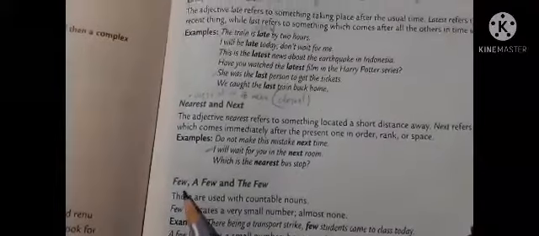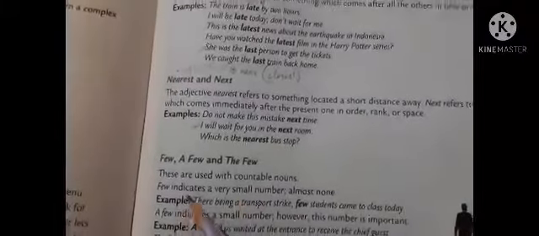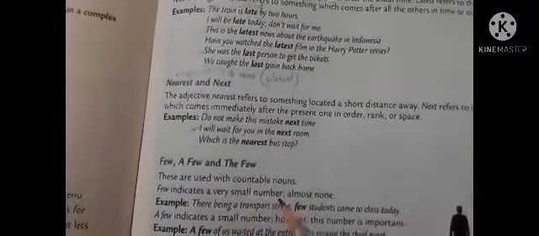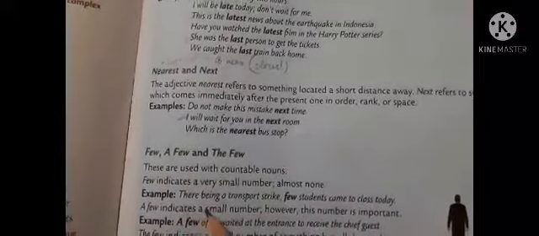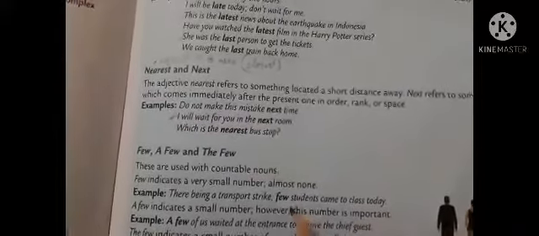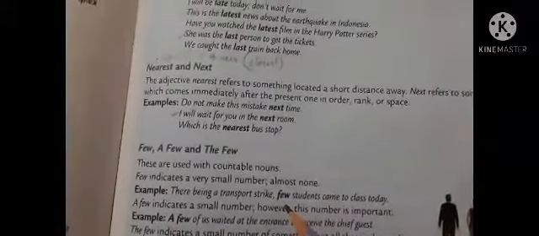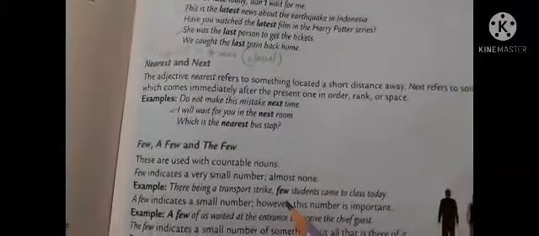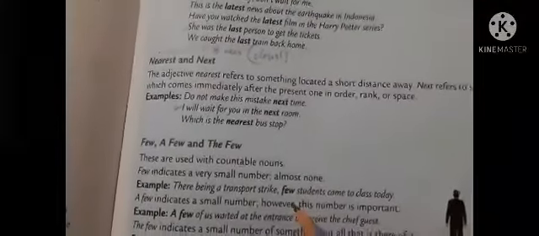Okay? Now let us see the use of few, a few and the few. Few indicates a very small number, almost none. For example, there being a transport strike, few students came to class today. So here the adjective few refers to a very small number, almost none, maybe one or two students. All right.